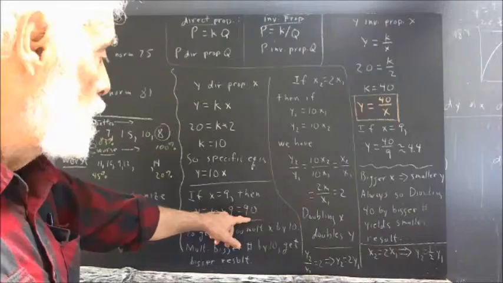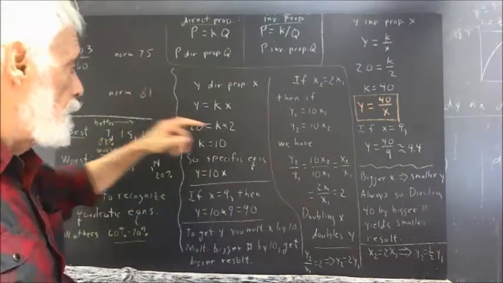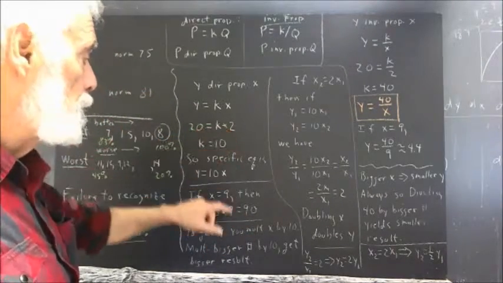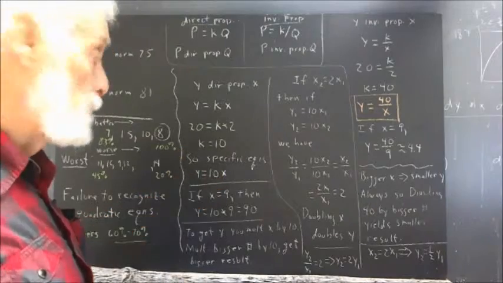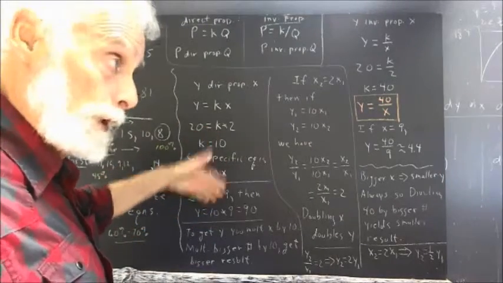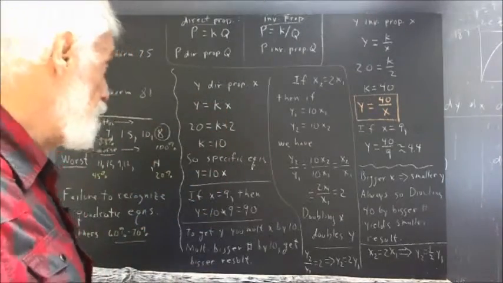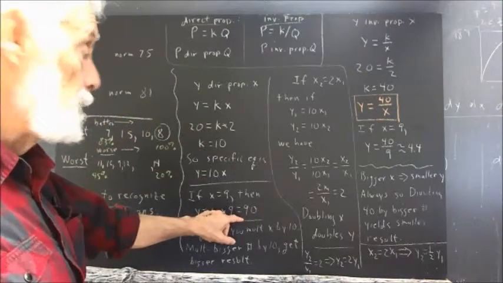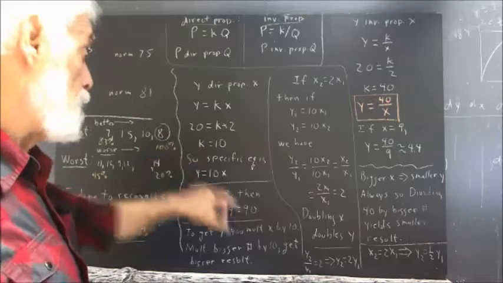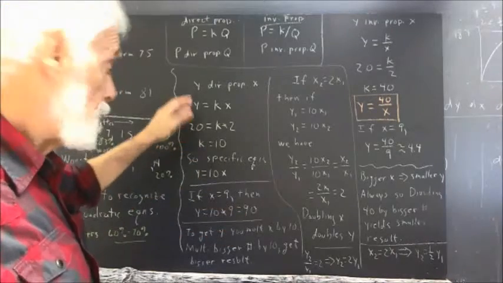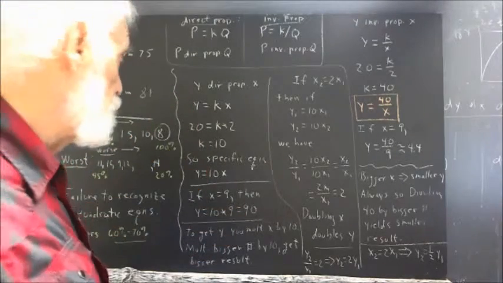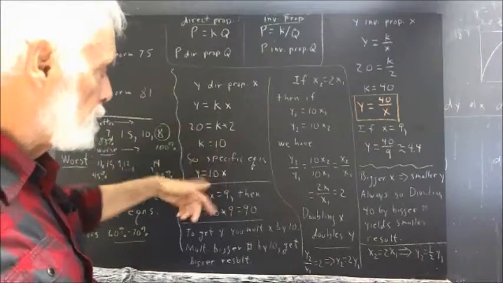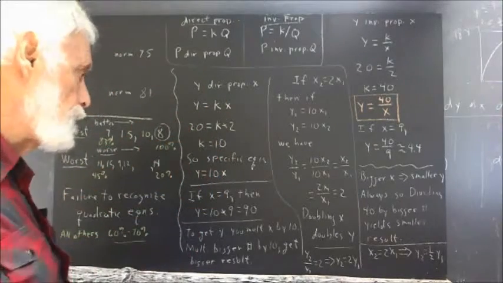Now, X went from 2 to 9. X increased by a factor of 4.5, because 9 is 4.5 times as big as 2. Y went from 20 to 90. Well, 90 is 4.5 times 20. So it seems that, at least in this case, if X increased by a factor of 4.5, Y increased by a factor of 4.5.